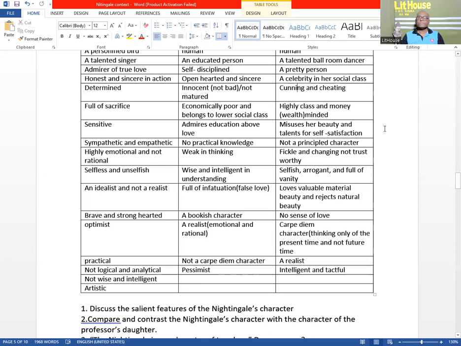Then, money-minded. She thinks of money and wealth. She thinks of jewelries. She does not like flowers. Why? Because flowers have no value. She loves jewelry. Wealth-minded. Right. Understand?